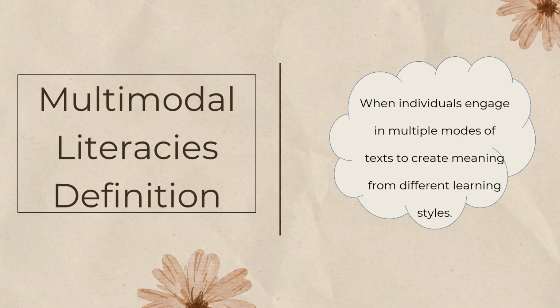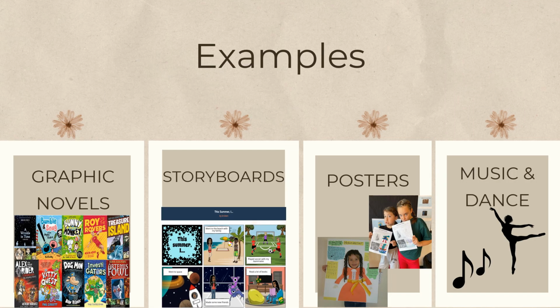So to first define the term, multimodal literacies is when individuals engage in multiple modes of text to create meaning from different learning styles. Examples of what multimodal literacies can include would be some of the things on this page. The first thing that I have on here is graphic novels, and I have some examples of what some of the children or students would read in their classes.